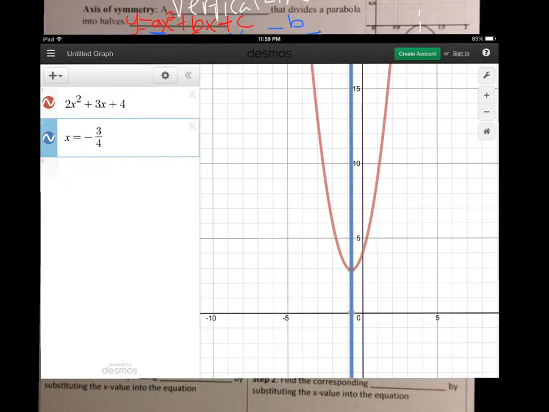So what I encourage you to do is pause the video and try example 2 on your own, check on Desmos to see if you have the correct answer, and then check back with me and see if I have the correct answer as well.